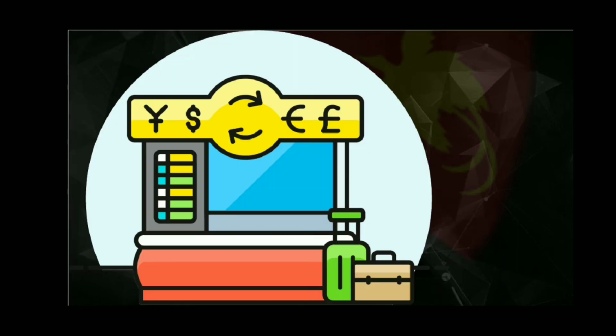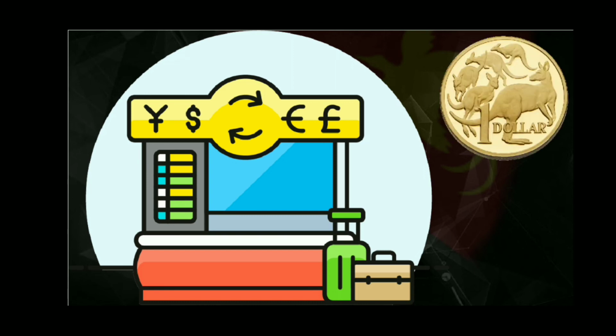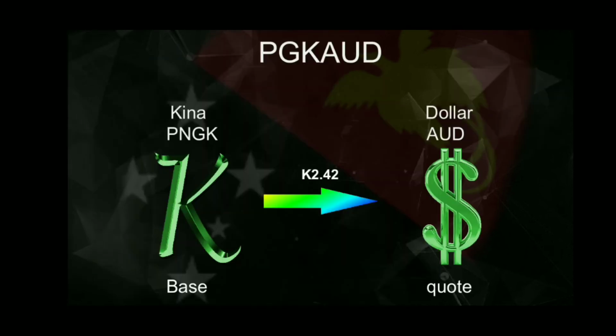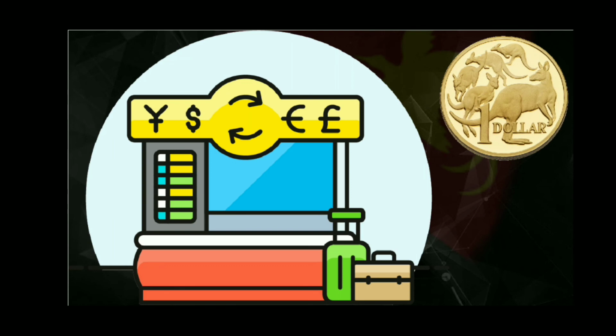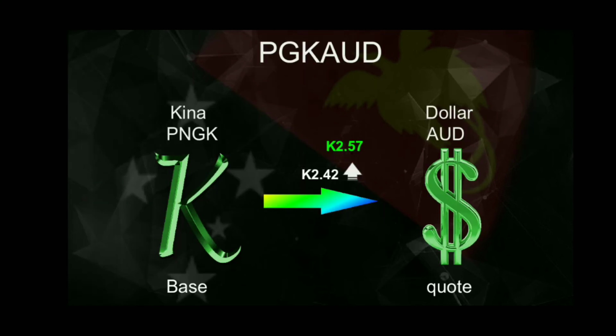Now get this. If you went to a currency booth and bought $1 and kept it, if you bought it at the time when it was 2 kina 42 and the price increased to 2 kina 57 because of the Aussie's increase in GDP growth, well, had you gone back to change that Aussie dollar you kept to PNG Kina, you wouldn't receive 2 kina 42 back, but instead you would get 2 kina 57. That is a profit of 15 toea.